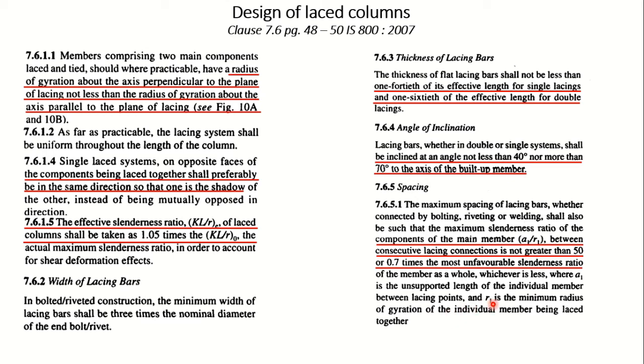Okay, so R1, normally what we have is the radius of gyration about the y-axis will be minimum for the individual member. Say we have used a channel section, Rz and Ry. Out of these two, whichever is least will be considered as this R1. A1 is the distance between the connections of the lacing system, the vertical distance between the connections of the lacing system. Okay, so that will be A1.